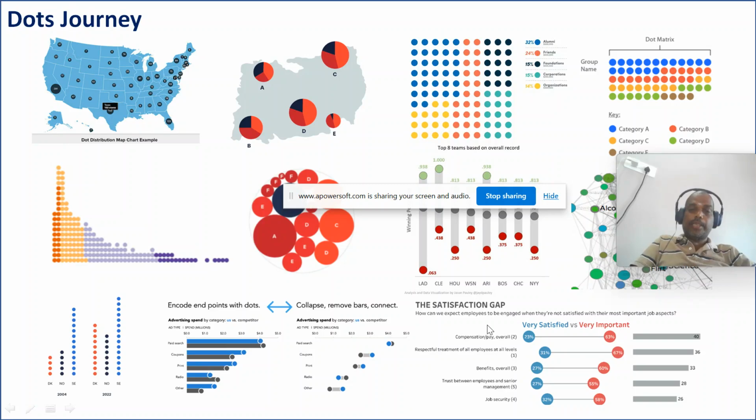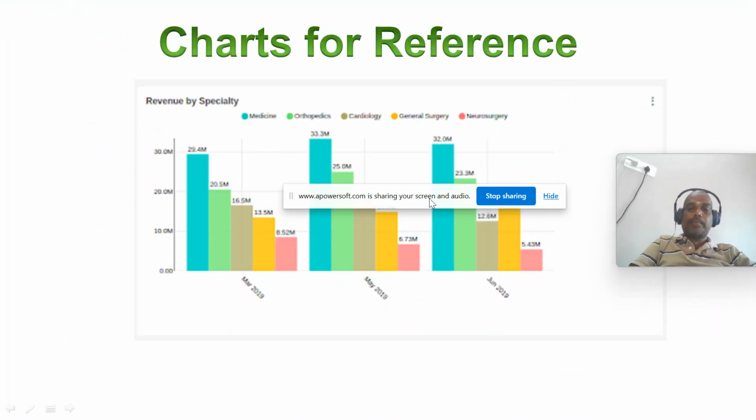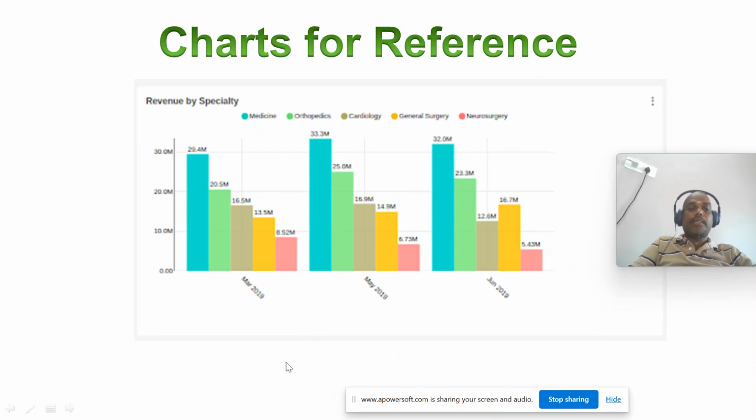Next, we'll go to the other interesting chart. This you can see is a group chart, bi-monthly: March 2010, May 2010, and Jan 2019. These are 2019 charts. And you can see the revenue by specialty, how they spent, and how the chart is shown here as a group chart.